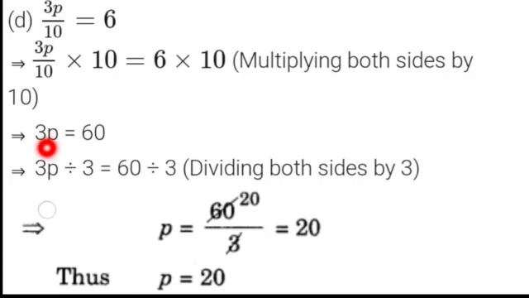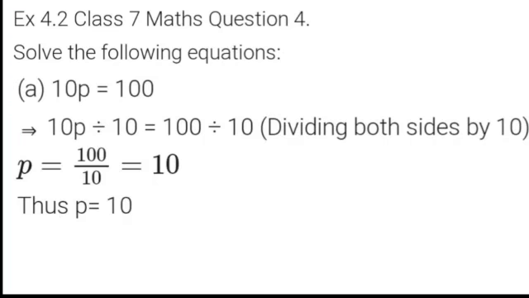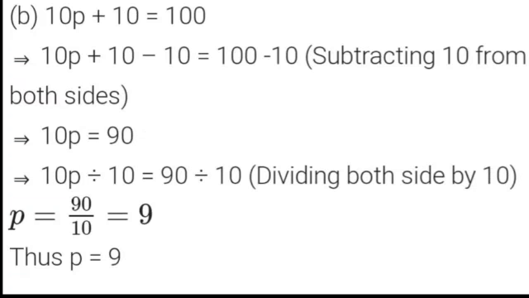Now 3p, that is 3 multiplied by p is there, right? You will divide by 3 on both sides. This 3 will get cancelled by this 3. 60 divided by 3 will give you 20, and the value is 20. This is how we have done D. That is our last question. So the next question of 4 will also be in this manner only.